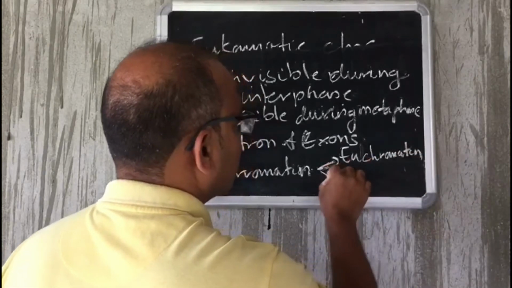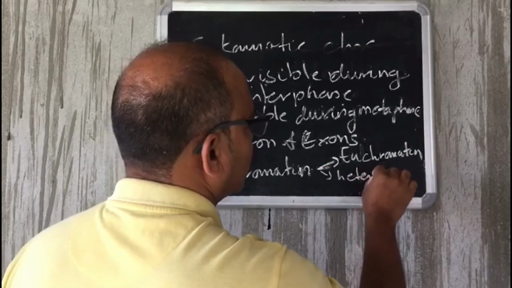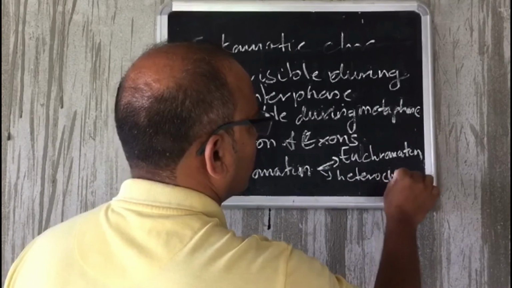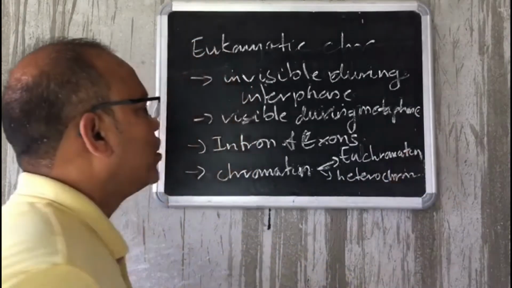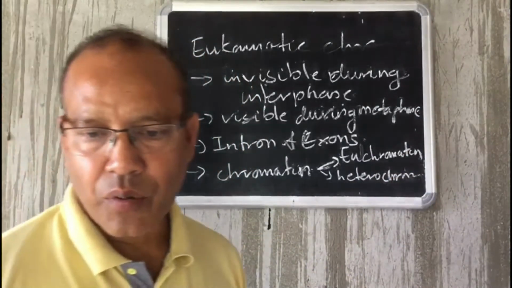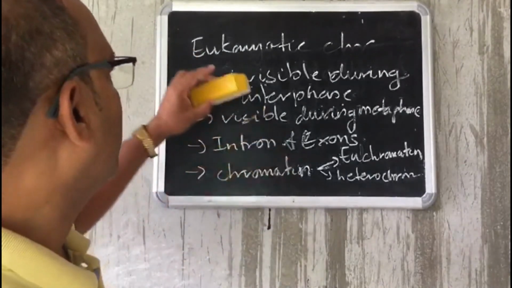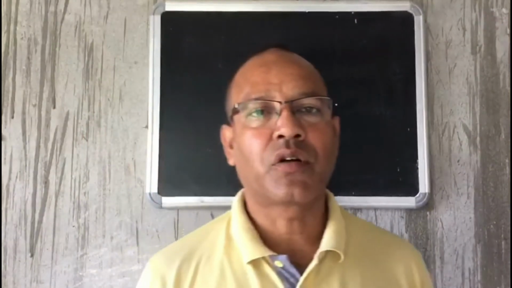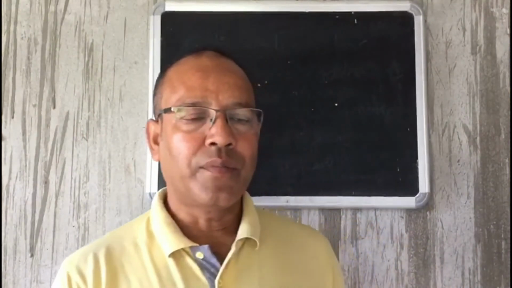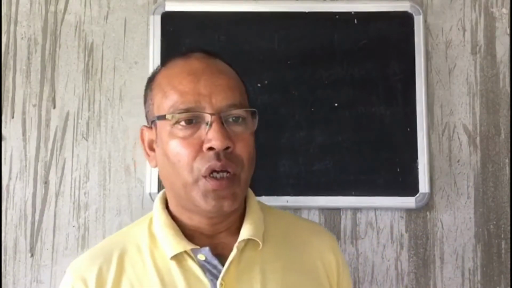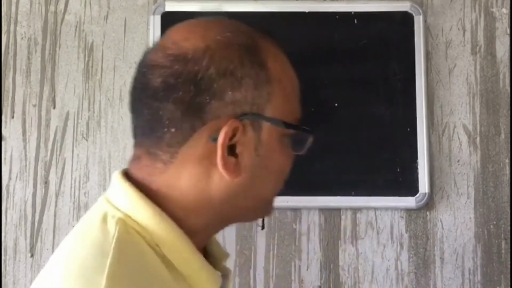Euchromatin and heterochromatin. After the prokaryotic and eukaryotic chromosomes, let's talk about euchromatin and heterochromatin, which is present normally in the case of the eukaryotic chromosome. Euchromatin.